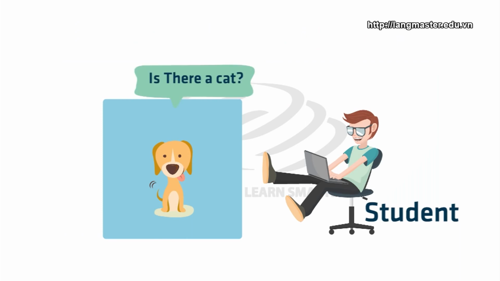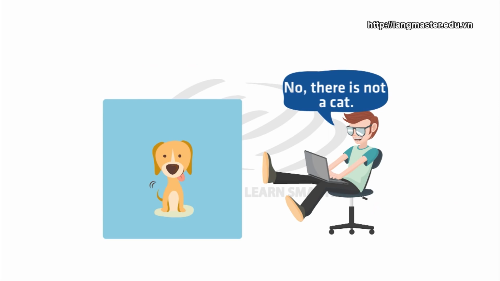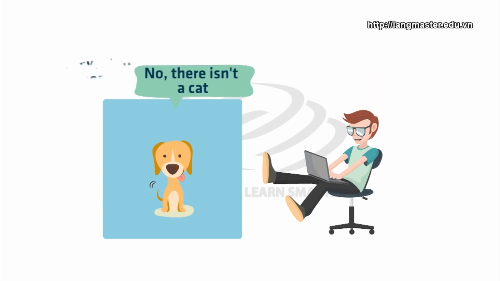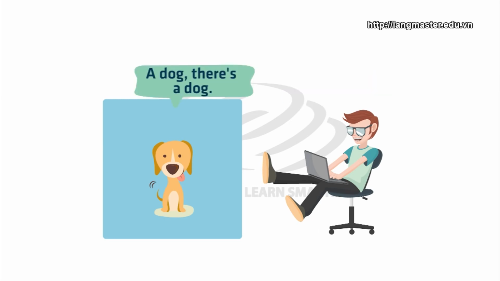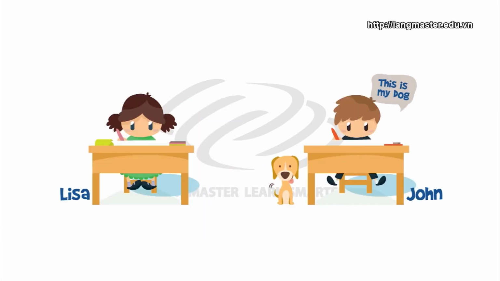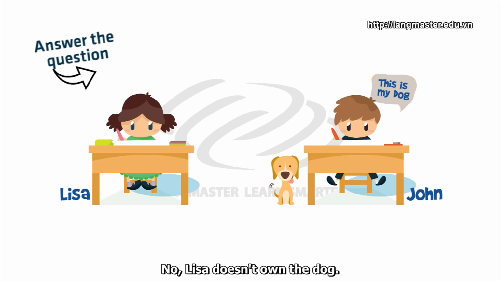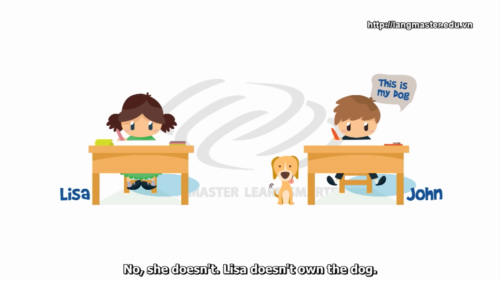Is there a cat? No, there is not a cat. No, there isn't a cat. What is there? There is a dog. A dog. There's a dog. Does Lisa own the dog? No, Lisa doesn't own the dog. No, she doesn't. Lisa doesn't own the dog. Who owns the dog then?